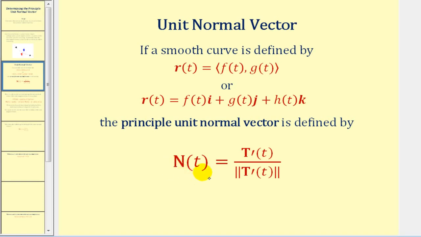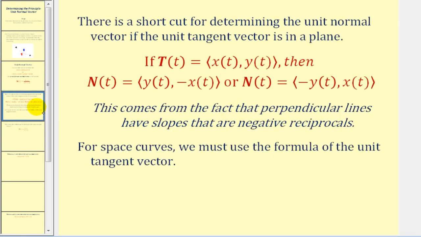So to determine the unit normal vector, we'll first have to determine the unit tangent vector and then find its derivative. And sometimes this can be challenging because T prime of t and the magnitude of T prime of t can be a bit challenging to determine. So there is a shortcut if the unit tangent vector is in a plane. What I mean by that is, if the unit tangent vector valued function only has two components, then there's an easy way to determine the unit normal vector.